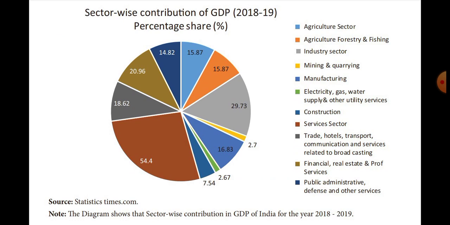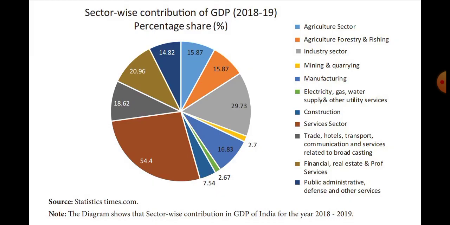Through the agriculture sector, that is agriculture, forestry and fishing, we are contributing 15.87 percent. Then the industrial sector contributes 23.73 percent. Then mining and quarrying contributes 2.7 percent.